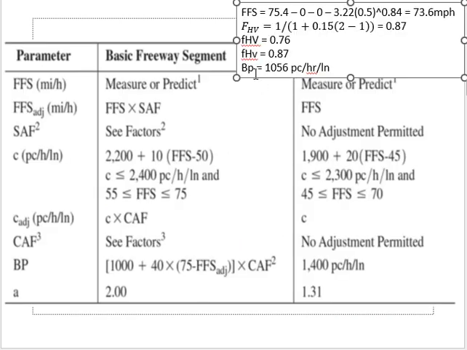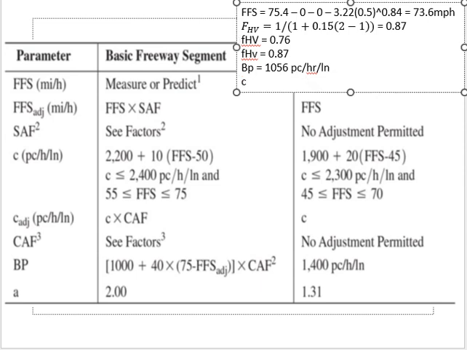Okay, this is the equation for capacity. Tell me what is the capacity of this freeway. How much? 2,400. Exactly, 2,400.